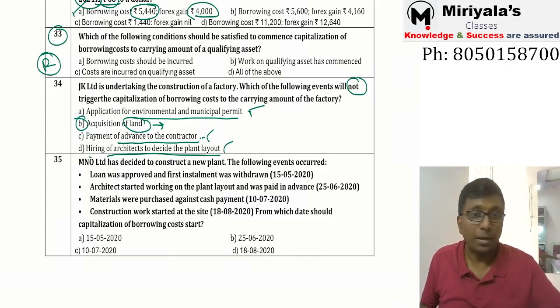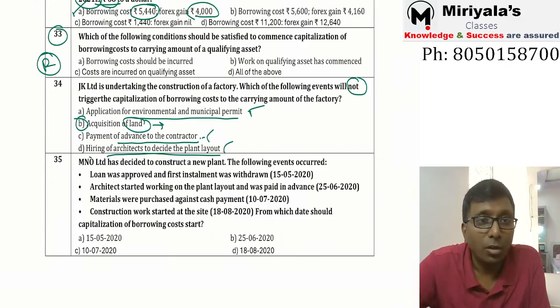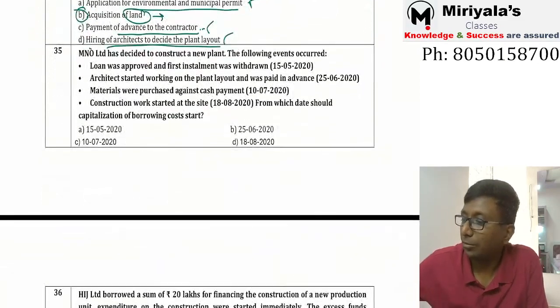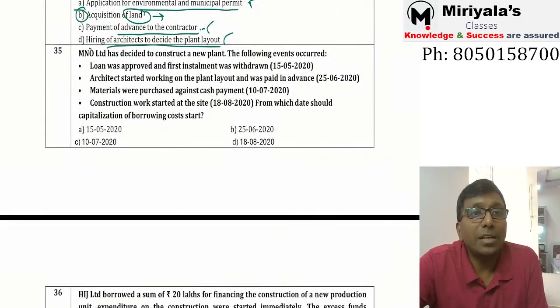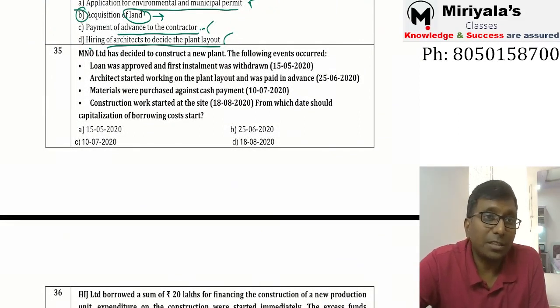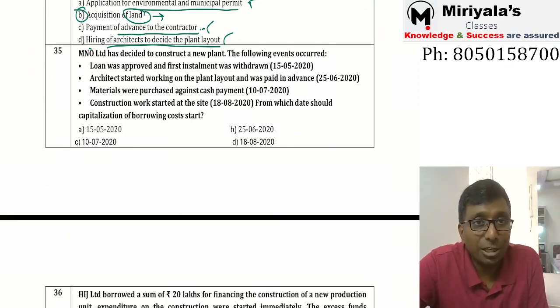Yes, done. Next point. Look at the next bit, my dear. 35th bit. MNO Limited has decided to construct a new plant. The following events occurred. Loan was approved and the first installment was withdrawn.